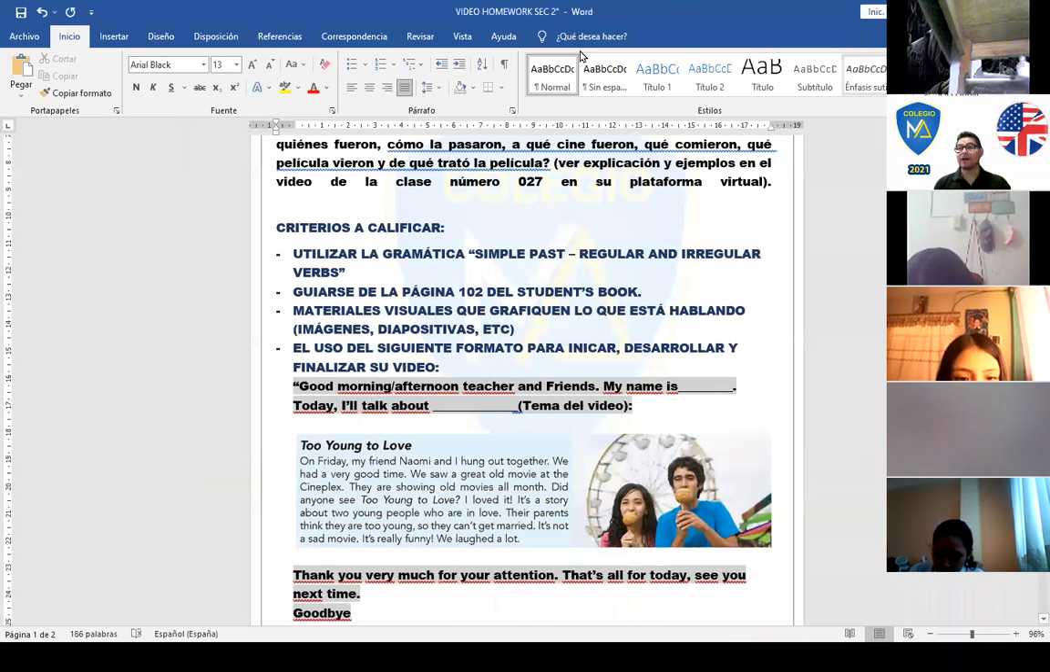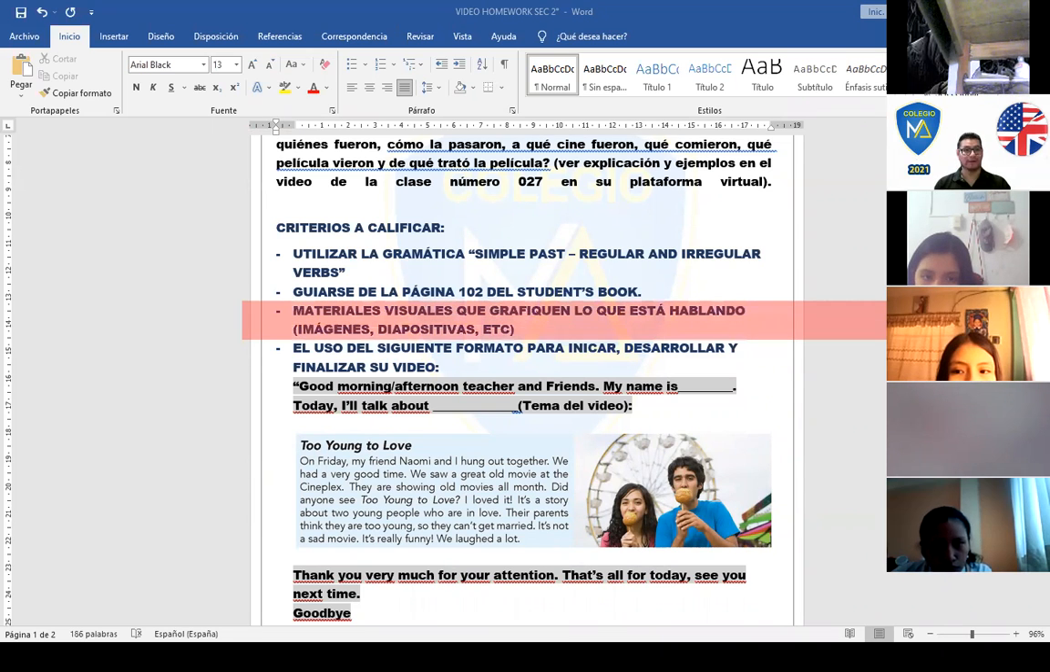¿No? ¿Qué más se va a calificar, chicos? Los materiales. Y vuelvo a ser enfático en esto. ¿Ya? Algunos se paran frente al celular, a la computadora y no muestran ningún material. Entonces, lógicamente, ese trabajo no va a tener la misma calificación que un trabajo de alguien que sí se esmeró en hacer sus diapositivas, en preparar imágenes, fotos, etc.